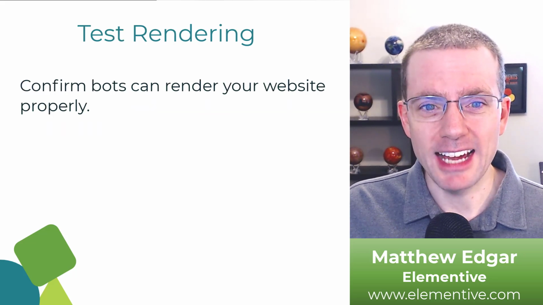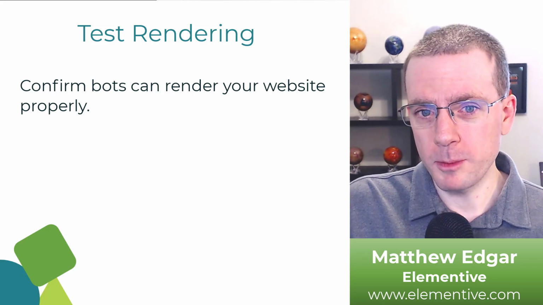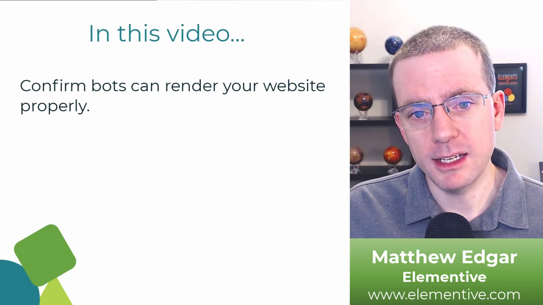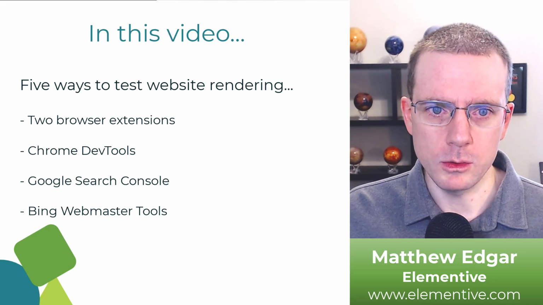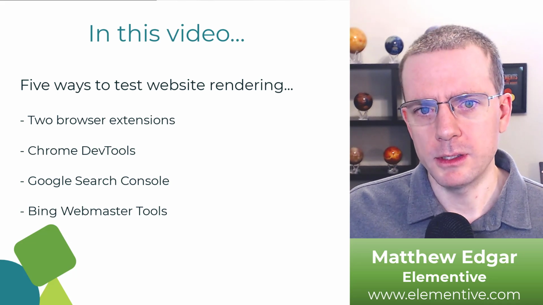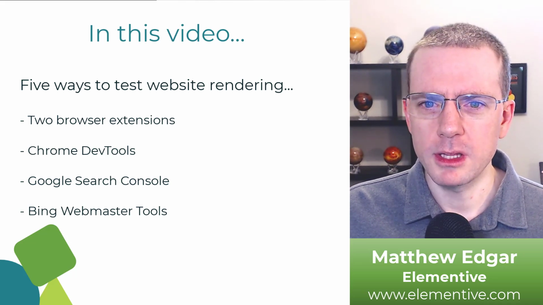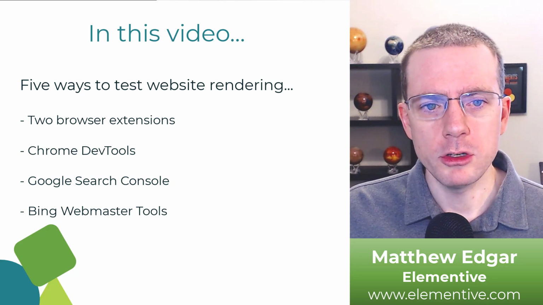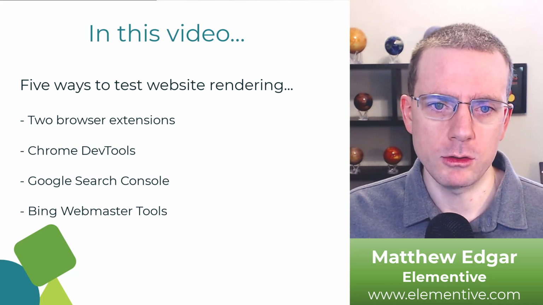So we need to test rendering to make sure that our web pages are rendered in a way that search bots and AI bots are able to view all of our website's content. In this video, I want to walk you through 5 different methods we can use to understand how our pages are rendered and what bots are able to see. I'm going to talk through 2 different browser extensions, a few different things you can do in Google's Chrome DevTools, and also show you how to verify things in Google Search Console and Bing Webmaster Tools.